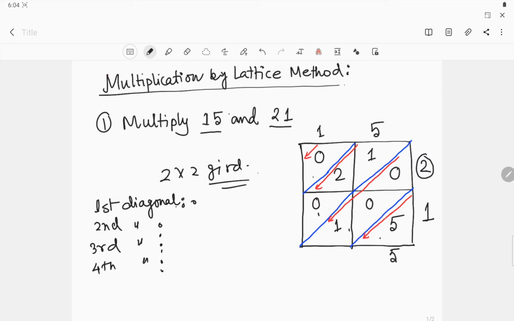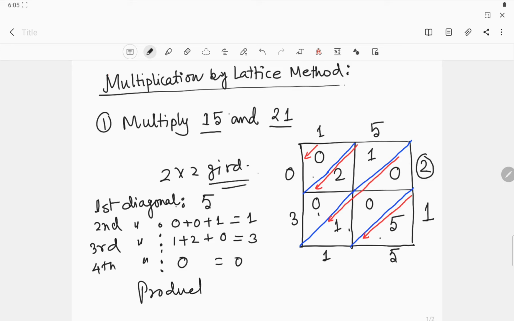So in the first diagonal you get 5, and in the second diagonal you have to add: 0 plus 0 plus 1, so you will get 1. And the third diagonal is 1 plus 2 plus 0, that is 3. And the fourth diagonal is only 0, so that will be 0. So the number, that is the product, will be 0315 along this side. So 0315, that means 315. This is our product, and this is the way to do the lattice method.